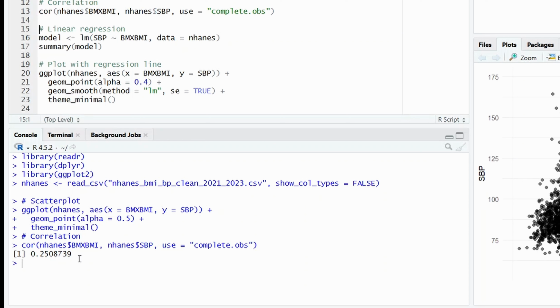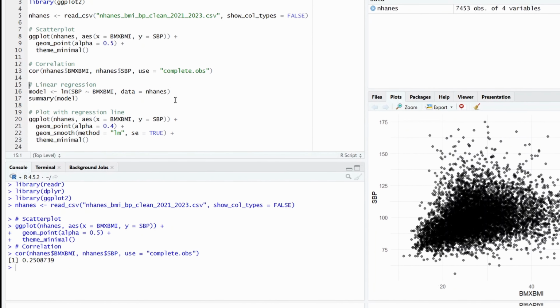It suggests that while there is a tendency for higher BMI to be associated with higher blood pressure, the relationship is not very strong. If we square the correlation coefficient, 0.25 squared is about 0.06. This means BMI explains roughly 6% of the variation in systolic blood pressure in this sample. The remaining variation is due to other factors. So overall, the correlation confirms a positive but modest linear relationship between BMI and systolic blood pressure in this dataset.